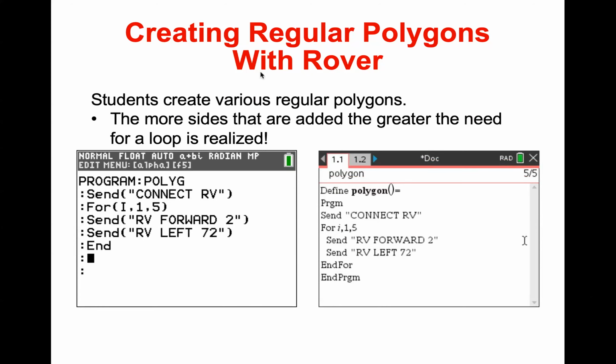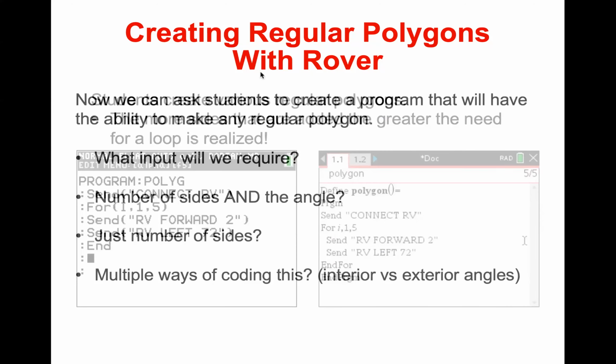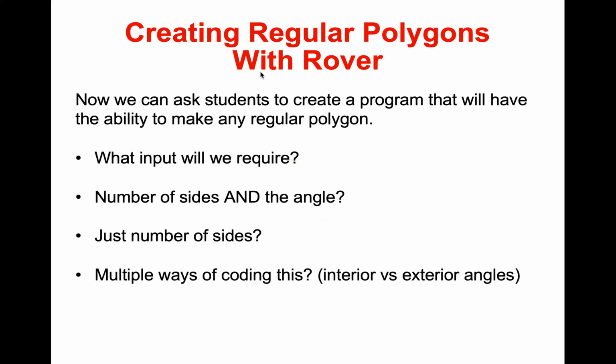So we're leading up to, I know this was covered by Michelle Reinhardt and Tony Norell several months ago with the intro to the rover. What we came up with, and it was alluded to in that session but not covered, is how can we make the program do any polygon, like an n-gon, or any regular polygon? What input are we going to need? How many sides and the angles? Are we just going to require the number of sides? Are there multiple ways of doing this particular code?